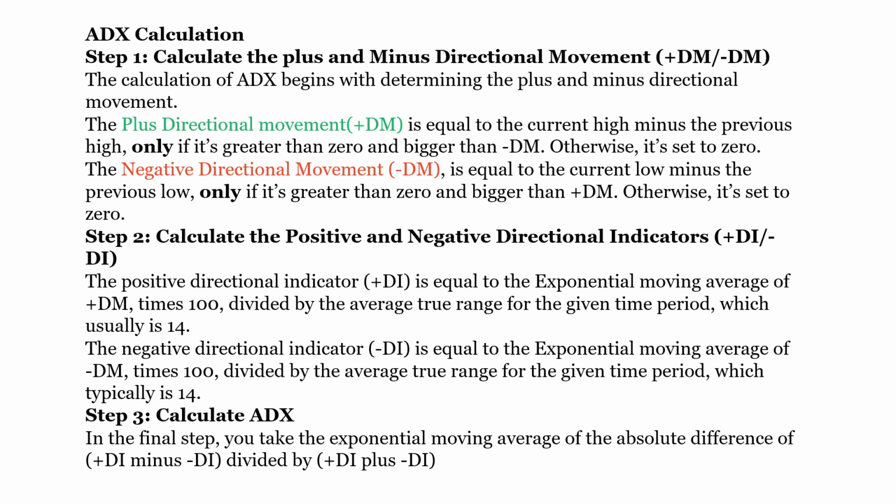And step 3, you calculate the actual ADX. You do this by taking the exponential moving average of the absolute difference of plus DI minus minus DI divided by plus DI plus minus DI. This is extremely complex. So as you can see, we are very lucky to have the computers do it for us. But as I always say, it's good to know how it works so you can tweak it and edit it to fit your strategy.